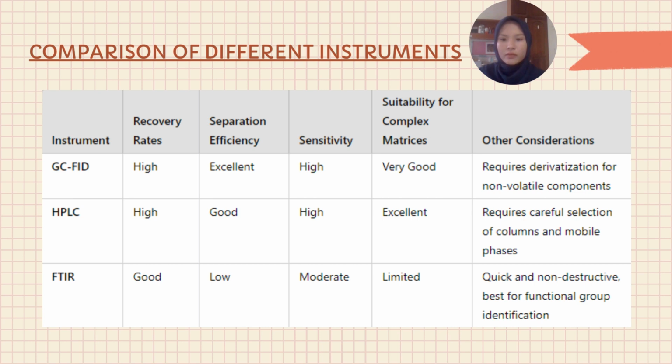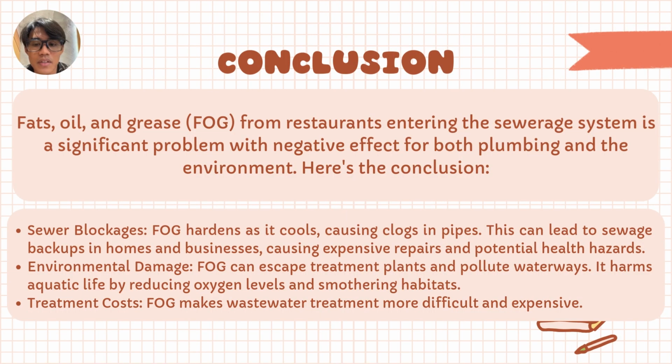So the conclusion is: each method has its strengths and is chosen based on the specific requirements of the analysis, such as the need for detail, component separation, sensitivity, or simplicity. The conclusion: fat, oil and grease from restaurants entering the sewerage system is a significant problem with negative effects on both plumbing and the environment.